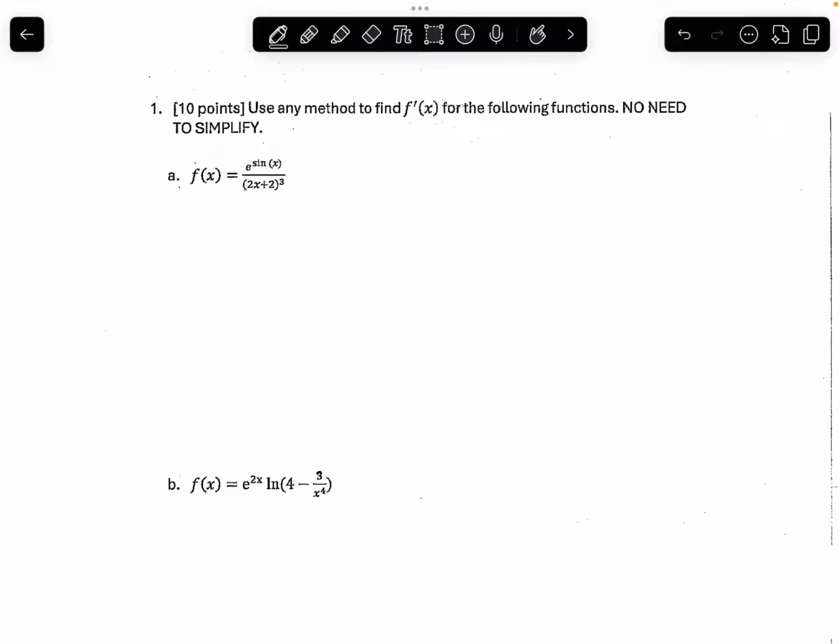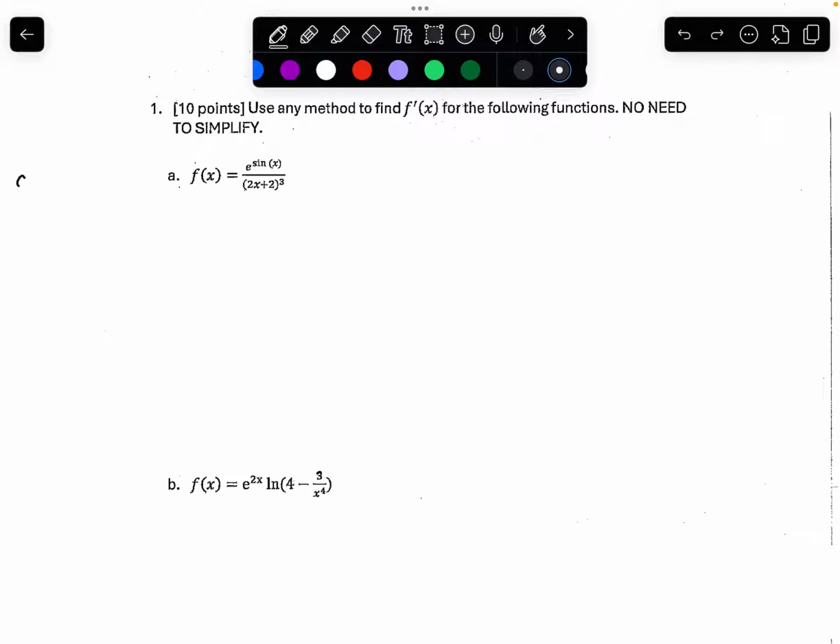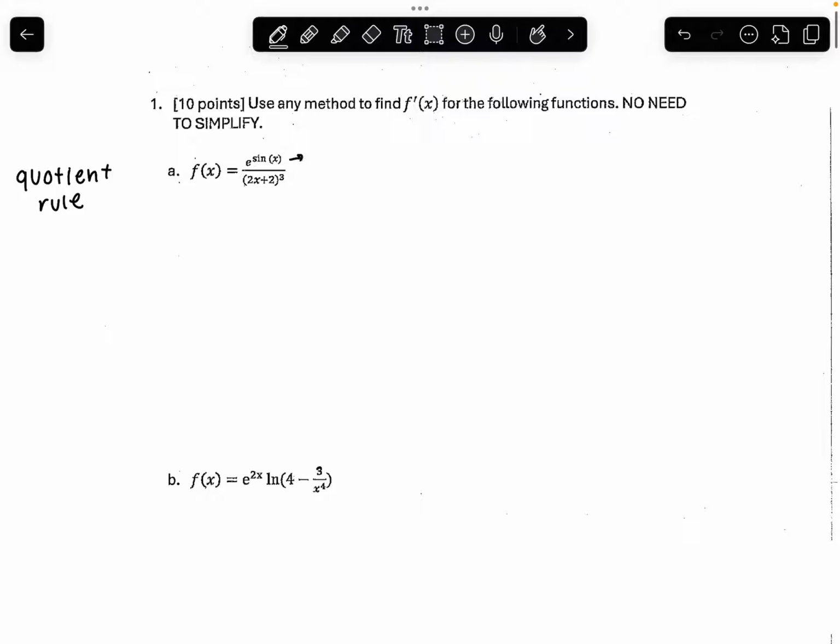Right, so in number one, we're given these three functions and we have to find their derivative. For this first one, I'm seeing a fraction, which means we need to use the quotient rule, where this is, let's just call this F, and let's just call this G. Okay, so our quotient rule is F prime G minus G prime F all over G squared.